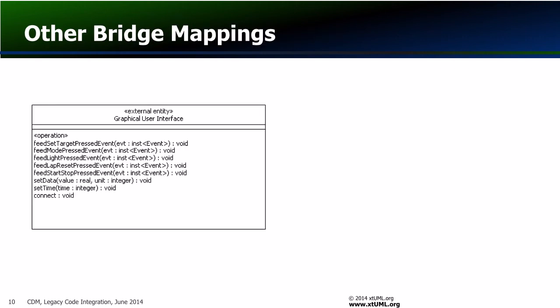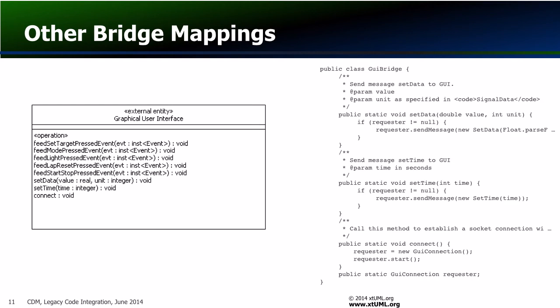The graphical user interface external entity defines the following bridges: connect, set data, set time, feed lap reset pressed event, feed light pressed event, feed mode pressed event, feed set target pressed event, feed start stop pressed event. Let's leave the bridges whose names begin with feed for later.